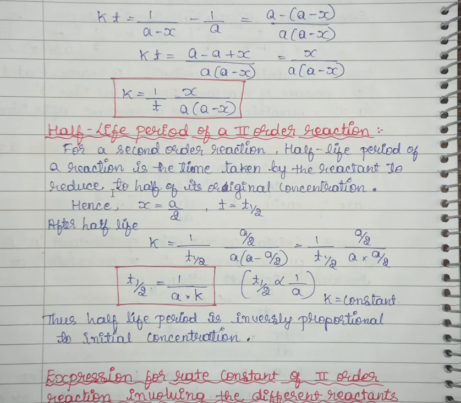The half-life period is nothing but the time required to reduce the reactant concentration to exactly half of its original concentration. That is, x is equal to a by 2, where a is the initial concentration divided by 2. The time required is t, the half-life period. So we have the equation k is equal to 1 by t half into, for x, we are substituting a minus x in the above equation. After simplification we will get t half is equal to 1 divided by a into k.